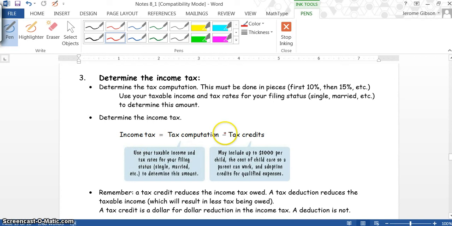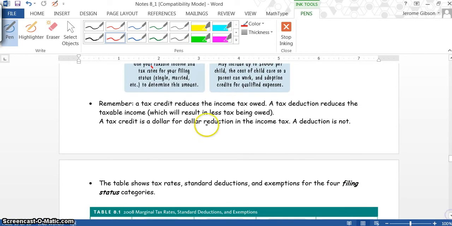The tax computation is use your taxable income and tax rates for your filing status, whether you're single, married, etc., to determine this amount. The tax credits may include up to $1,000 per child, the cost of child care so a parent can work, and adoption credits for qualified expenses. Remember, a tax credit reduces the income tax owed. A tax deduction reduces the taxable income, which will result in less tax being owed. A tax credit is a dollar for dollar reduction in the income tax.